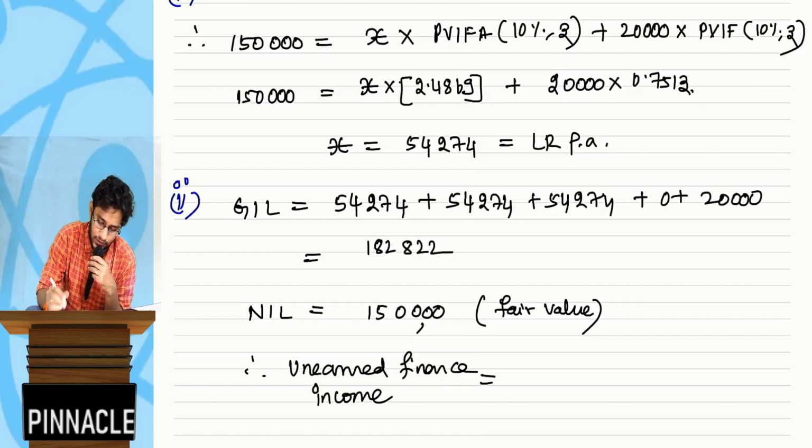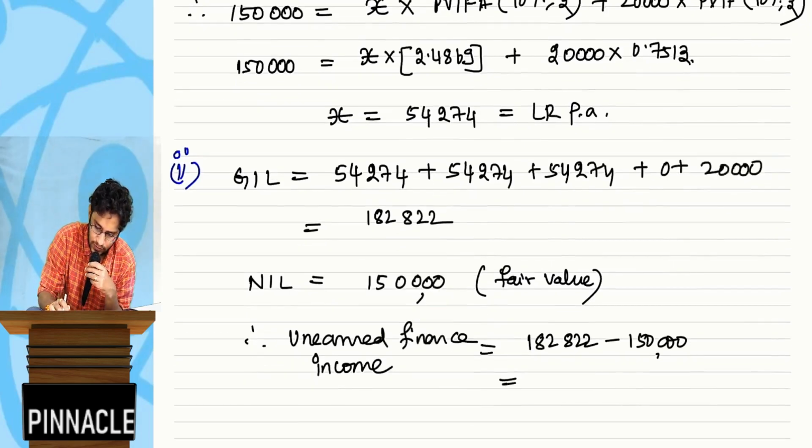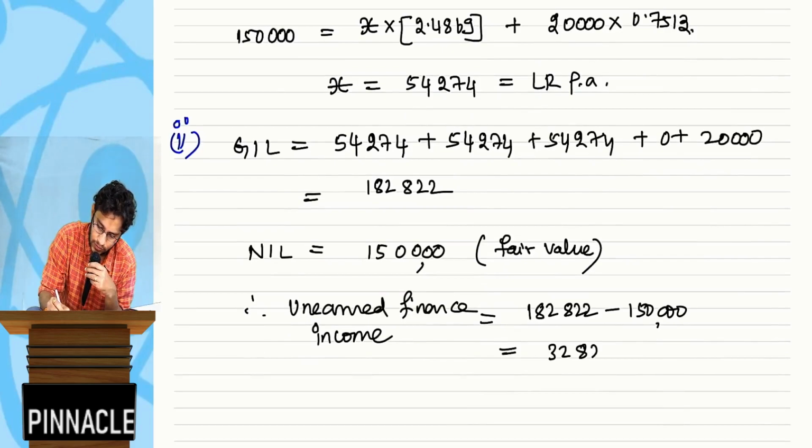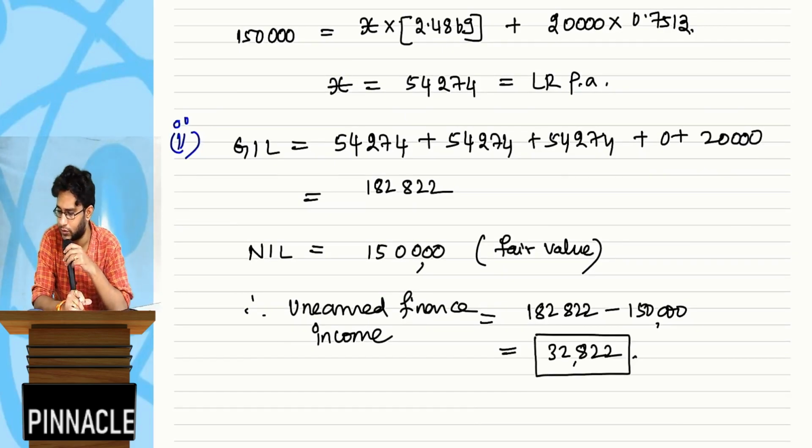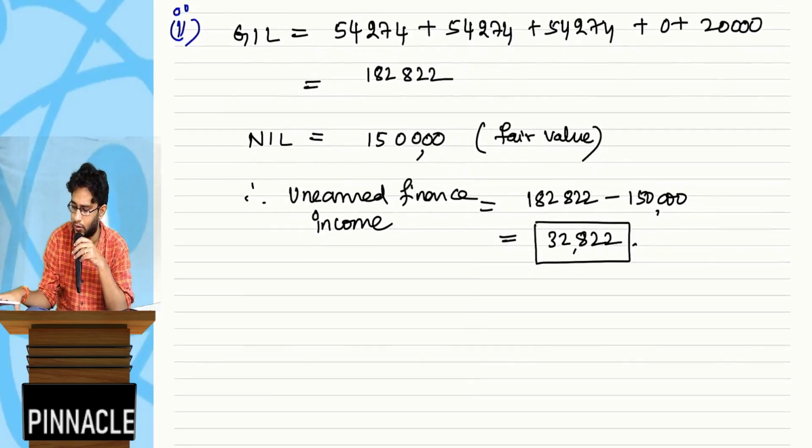Unearned finance income is equal to 182,822 minus 1,50,000, which is 32,822. The second bit is also done. Then he is asking for segregation of income.